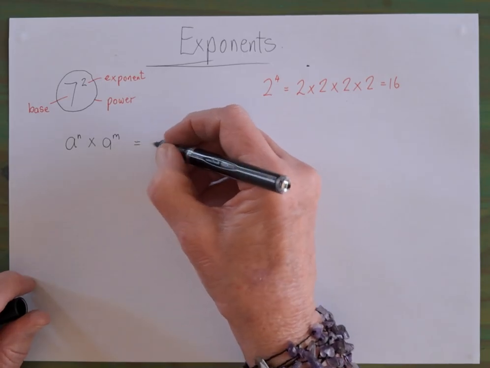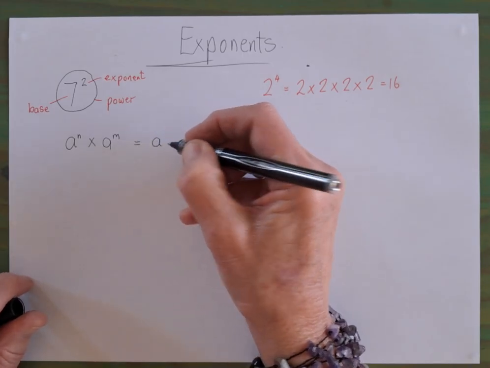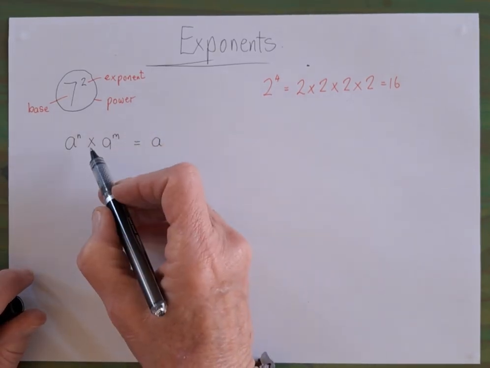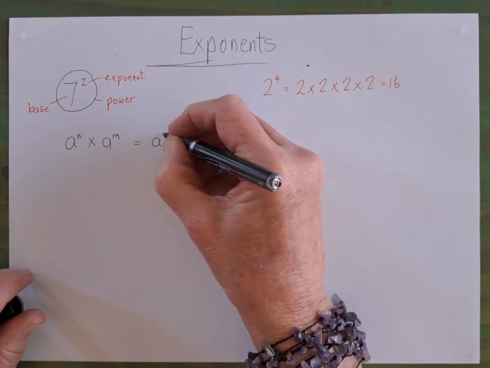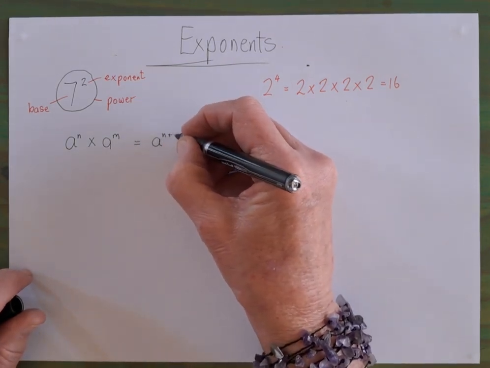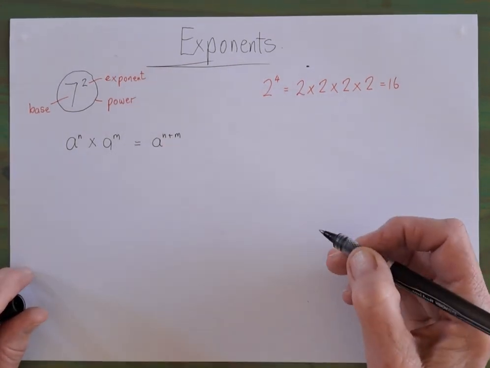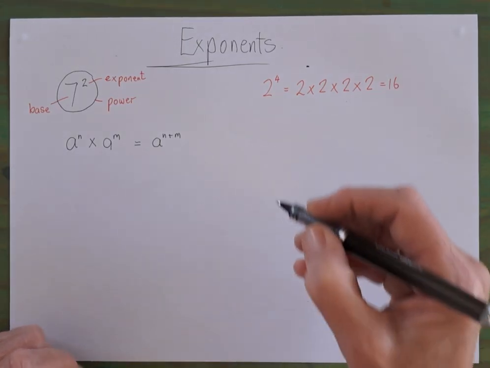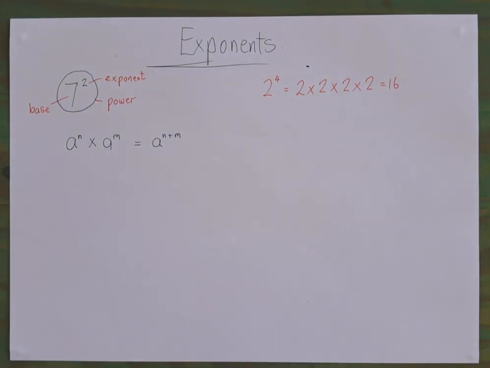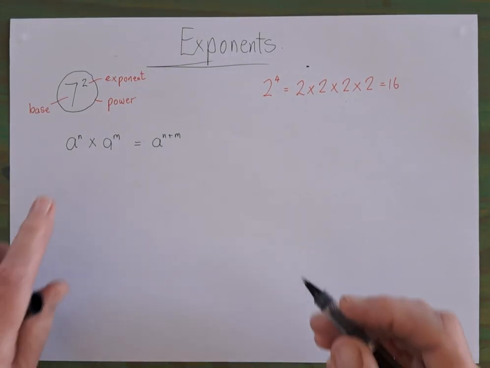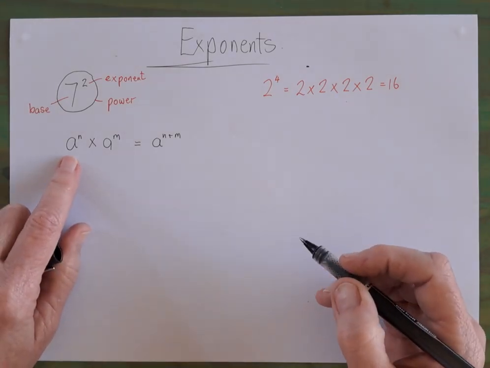If the bases are the same, then your answer is going to also have a base of a, and because these two are being multiplied together, you're going to add the exponents. So if we look at what that means in an actual example, because sometimes all these letters, which are known as variables, can be confusing.